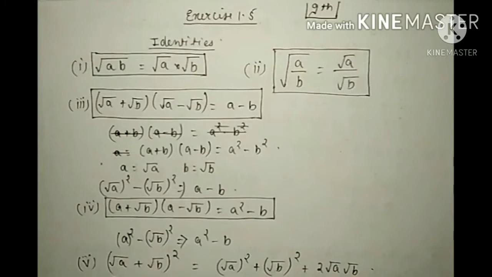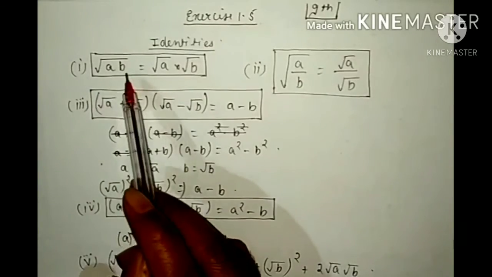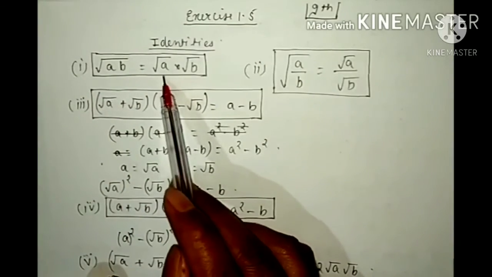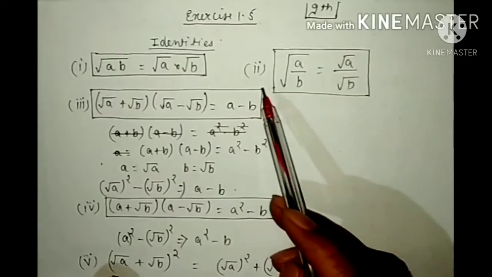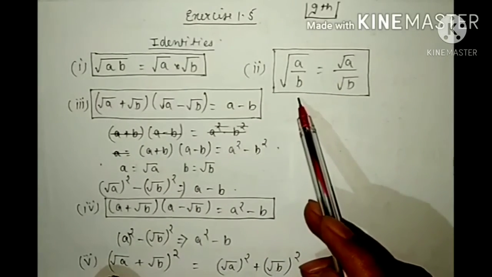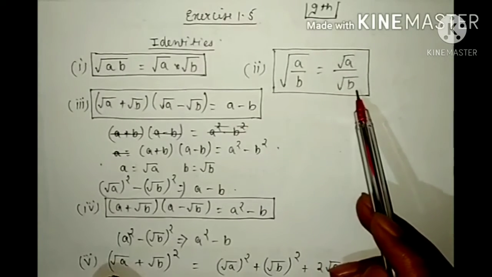Today we will start our exercise 1.5. First we will see some identities. See, this under root AB can be written as under root A into under root B. That means we can separate them. And under root A by B can be written as under root A upon under root B.